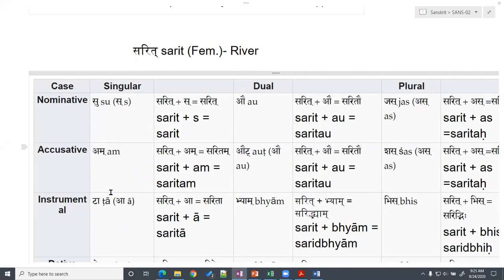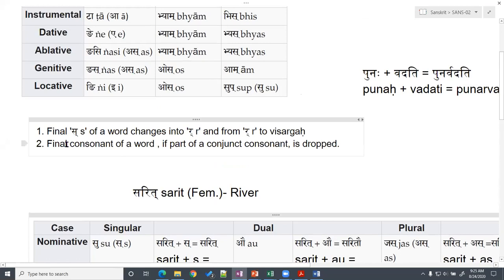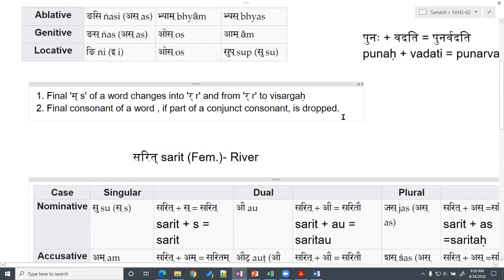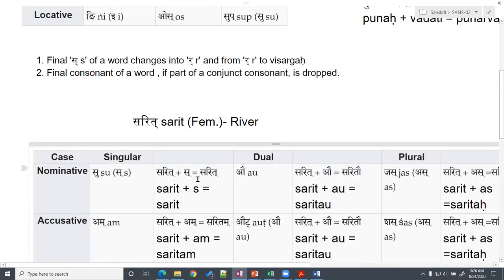So the question is that third instrumental dual, the rule number 2 does not apply, like in Sarit, as Sarit. So rule here you see Sarit Dhyam, rule 2 here says final consonant of a word if part of a conjunct consonant. So it has to be final consonant. Here Sarit Dhyam, it is not a final consonant, it comes in the middle. That's why this consonant is not dropped. Here in Sarit Sa, this is the final consonant. That's why it's dropped.